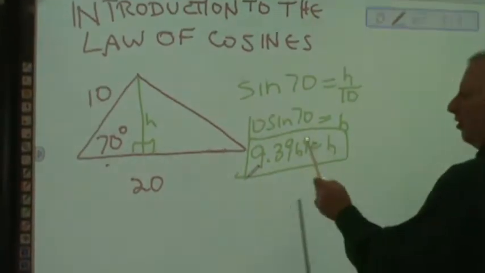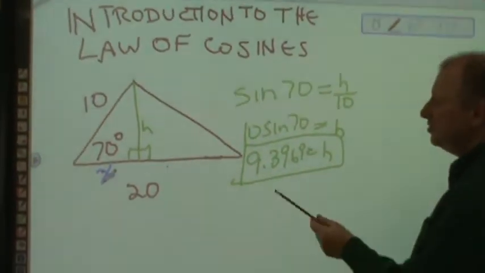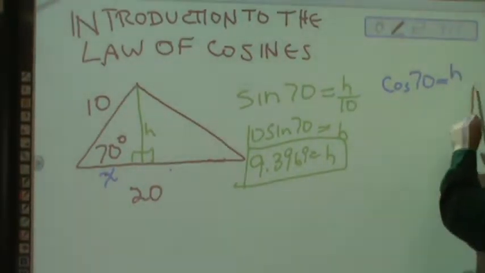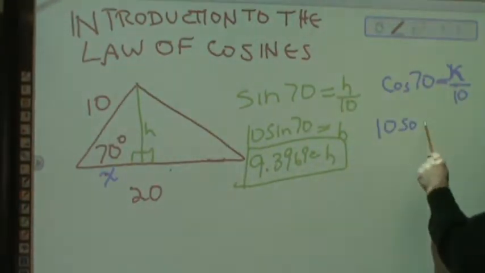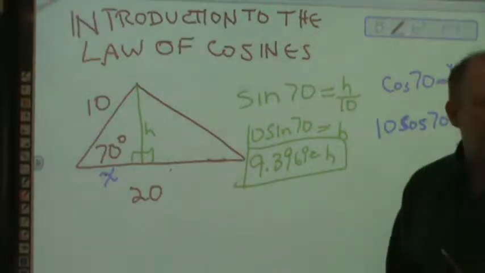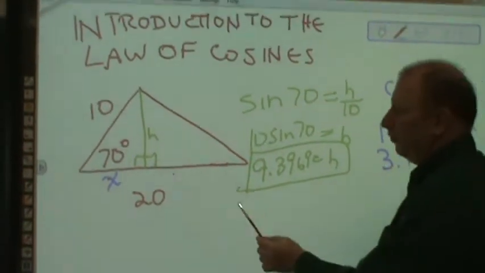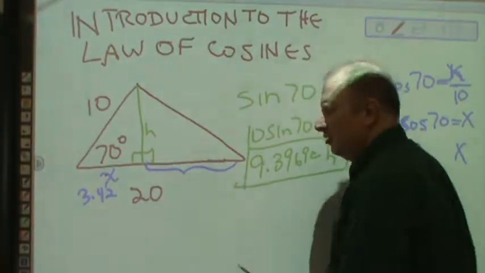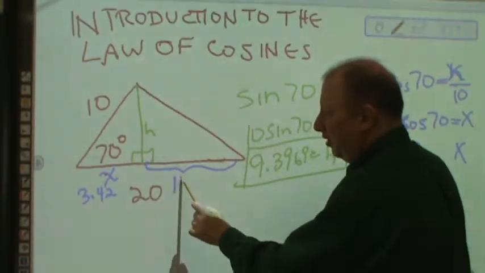Now for part two. Let's find the length of this piece. The length of that piece we're going to find using cosine. So I'm going to say the cosine of 70 is equal to x over 10. 10 cosine 70 is equal to x. After you press the buttons on your graphing calculator, you find out that x is 3.42. If this piece is 3.42, we know this piece is going to be 16.58, because 20 minus 3.42 is 16.58.